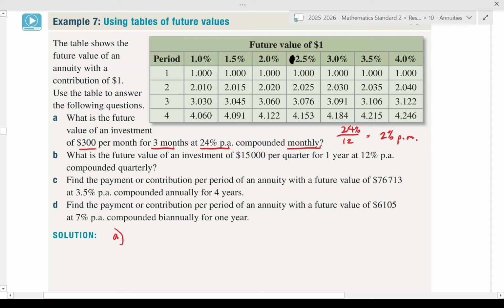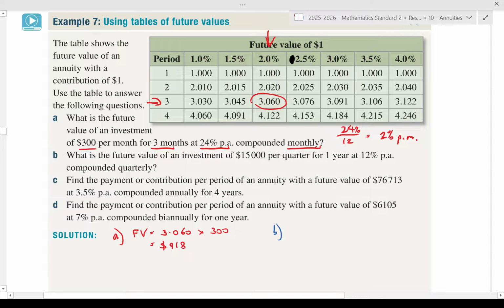I'm going to be doing 3 months, which is there, at 2%, which gives me 3.060. So I'm going to go future value equals 3.060 times how much did I invest? 300, which gives me a grand total of $918. And it is that simple. Like, it's so much better doing it this way.